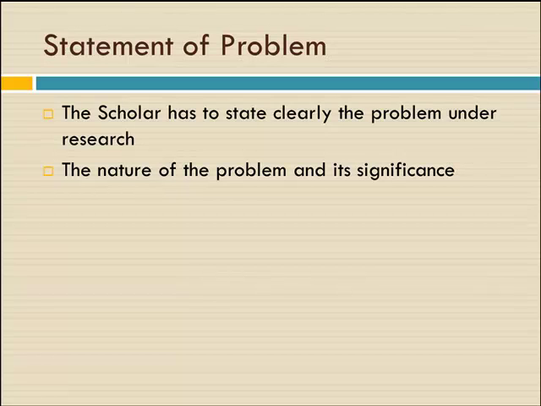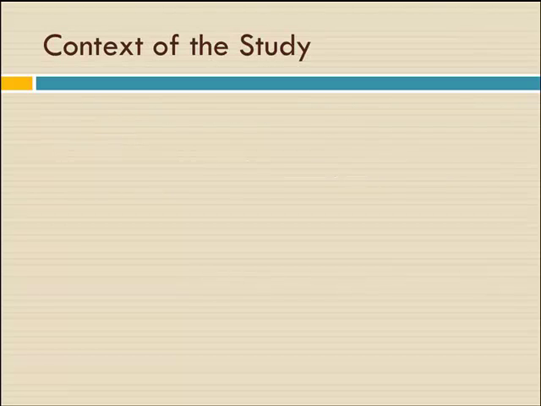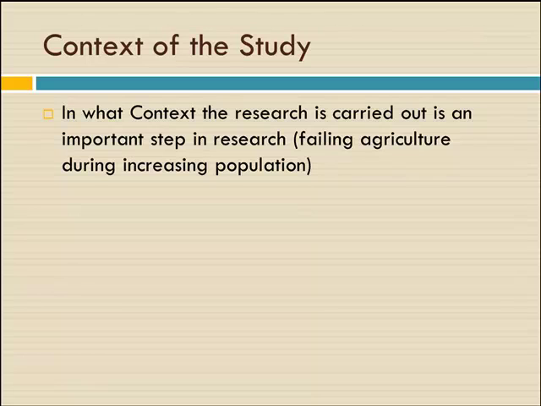The scholar should specifically mention the significance of the problem and the need for it, and why he is doing the research is also the most important thing, for which, in the statement of the problem, he has to mention the context of the study. The next caption under which he has to prepare is the context of the study. In what context the research is carried out is an important step in research.